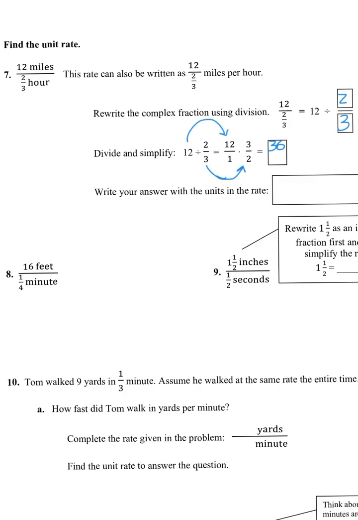over, and then 1 times 2 is 2. And then at this point, we're going to go ahead and change this to a unit rate by dividing both the numerator and the denominator by 2. And it says write your answer with the units in the rate. So 36 divided by 2 is 18.